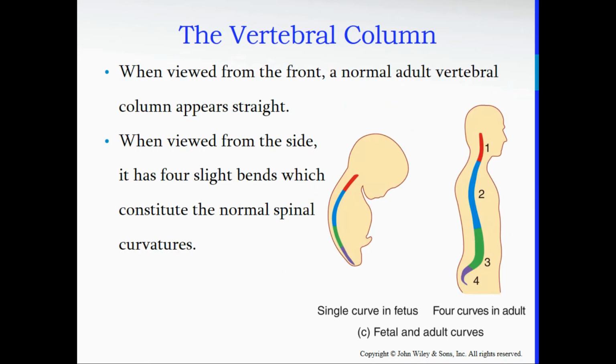When viewed from the front, a normal adult vertebral column appears straight. When viewed from the side, it has 4 slight bends, which constitute the normal spinal curvatures that I was just talking about. So number 1, this area are the cervical, the 7 cervical, 12 thoracic, 5 lumbar, and the fused sacrum and coccyx.